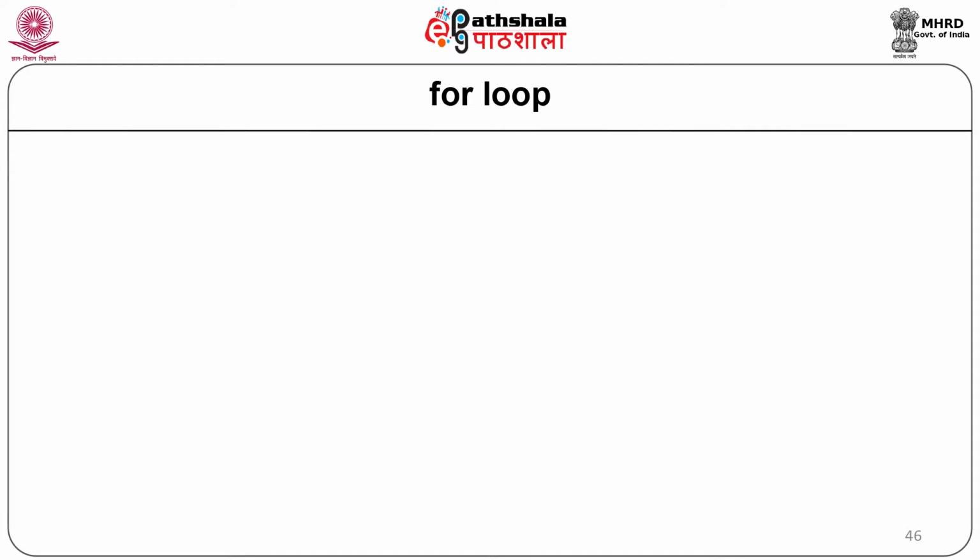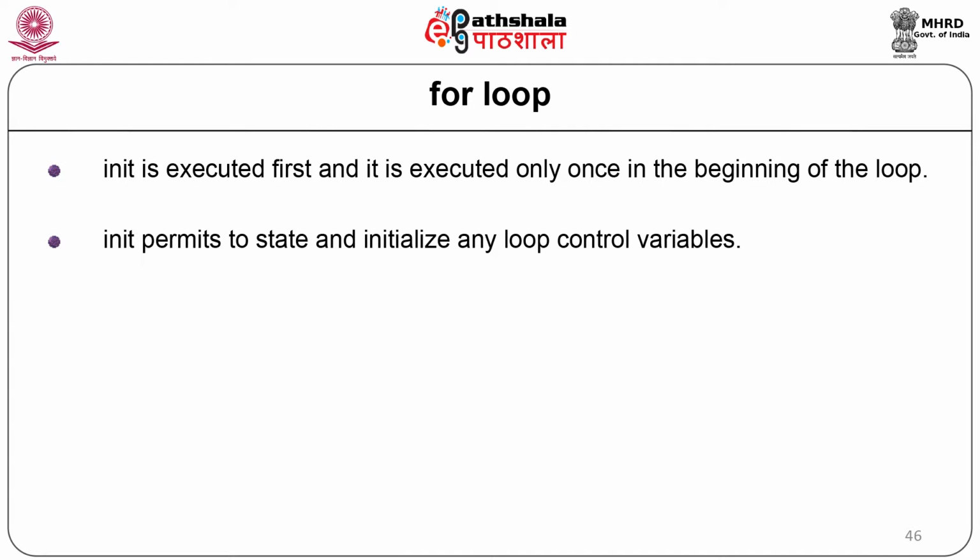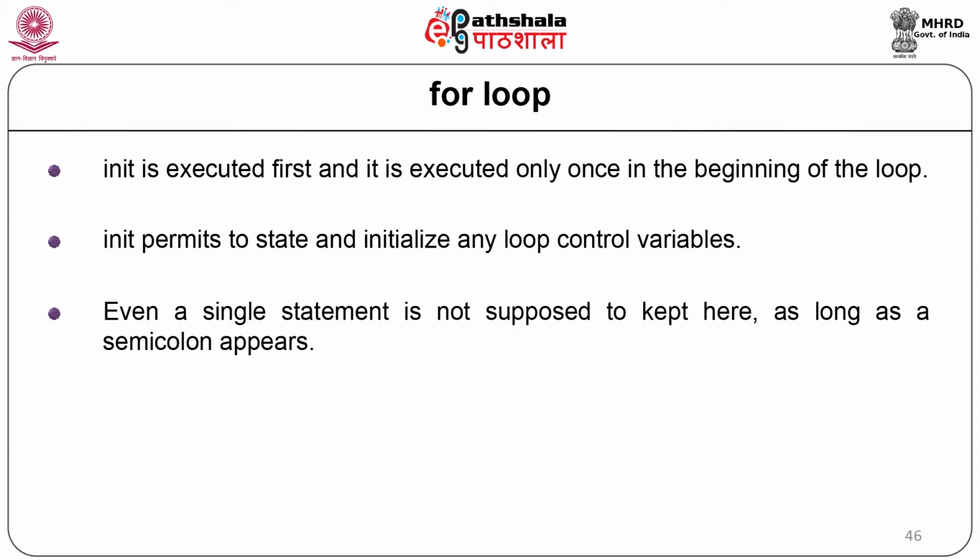Now let us understand each part of the for loop. The init step is executed first, and it is executed only once, in the beginning of the loop. This step allows you to declare and initialize any loop control variables. You are not required to put a statement here, as long as a semicolon appears.